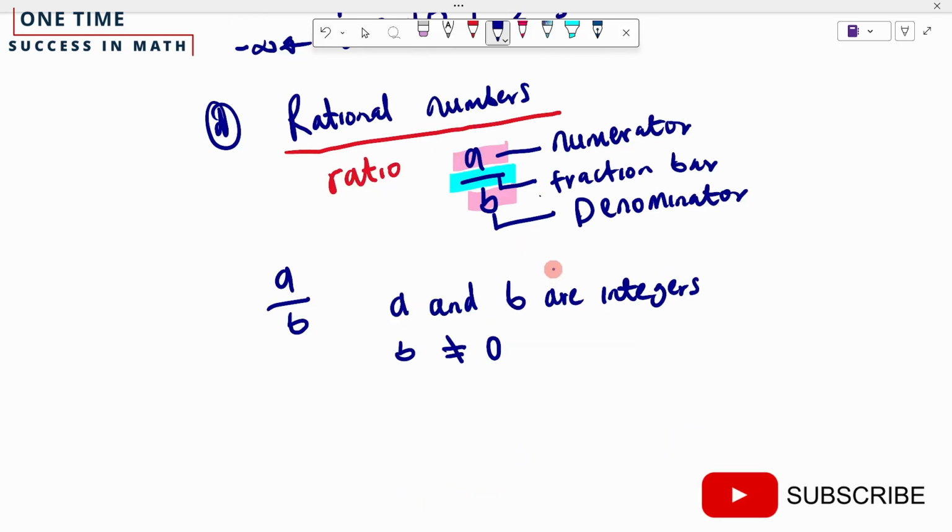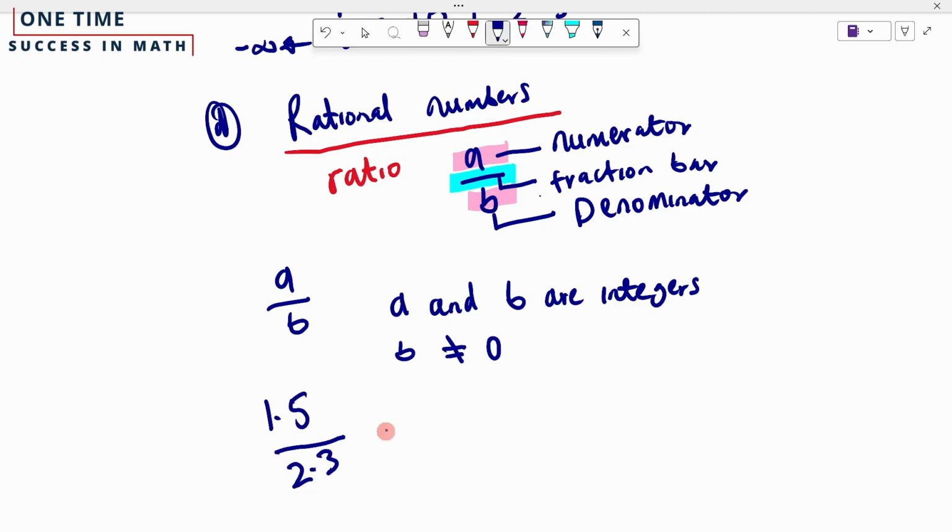You may want to ask, why must they be integers? If we use decimals inside our fraction, like 1.5 over 2.3, this wouldn't be an easy, simple fraction to solve. The definition of a rational number requires it to be clean. It should be simple, easy to solve.